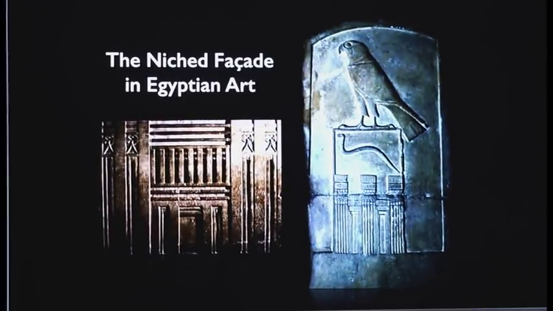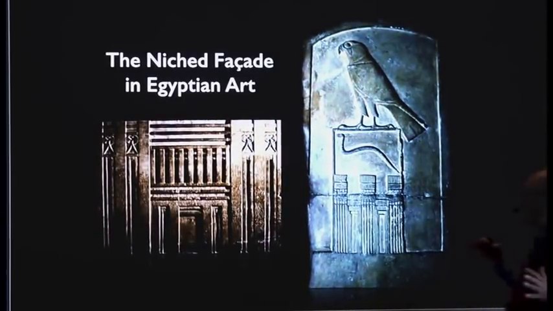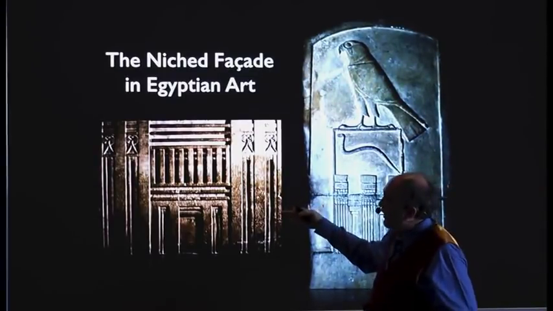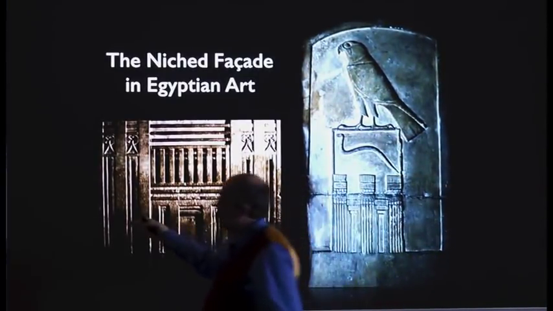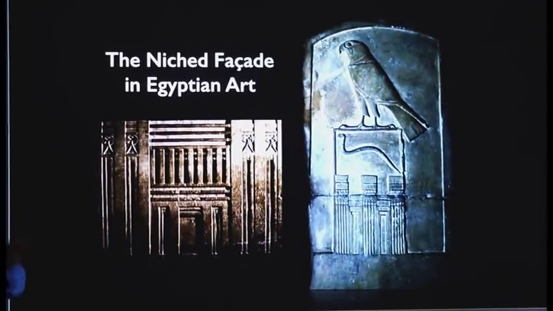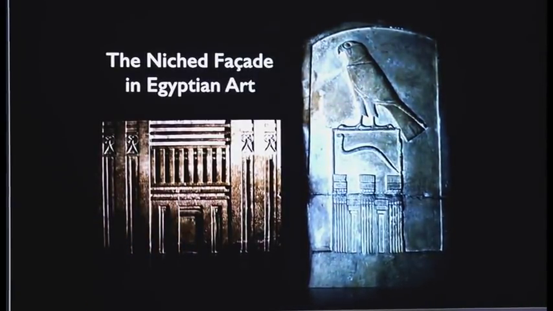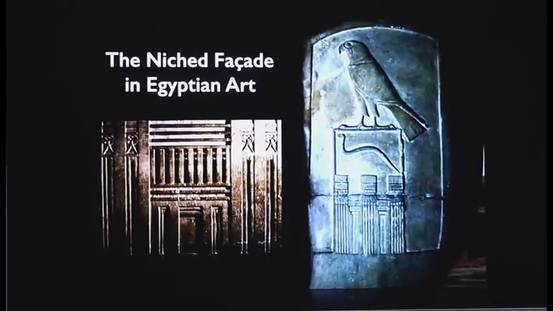And even in the Old Kingdom, although there's no more decoration on the outside of the mastabas, we see the niched facade on the sarcophagi, on the stone boxes. So they bring it from the outside of the mastaba onto the actual box that the body is buried in.